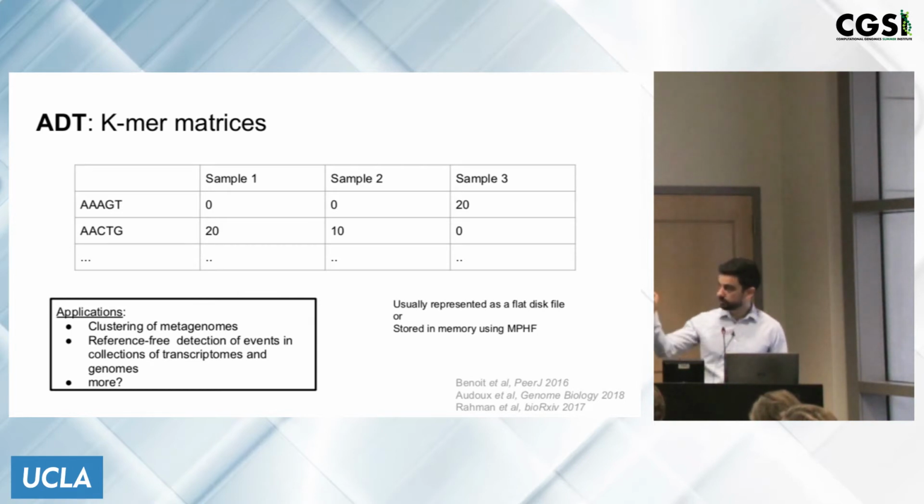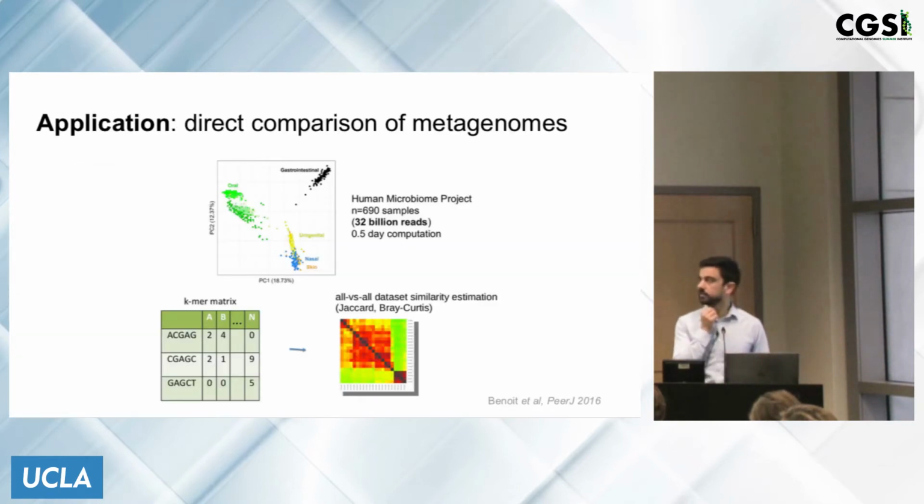So I'll just highlight one application of this, which is clustering of metagenomes, from colleagues in Rennes, France. A few years ago, they performed a direct comparison of many metagenomes using the SimKa software, and it produces the following plot. Each dot in this plot corresponds to a data set, so this is a PCA plot of microbiome data sets from a human microbiome project, and that's really a lot of reads summarized into a single plot, 32 billion reads, and it was quite quick to compute.